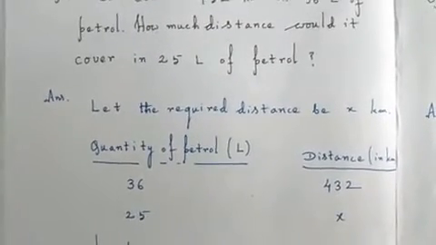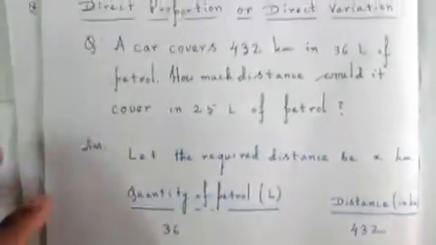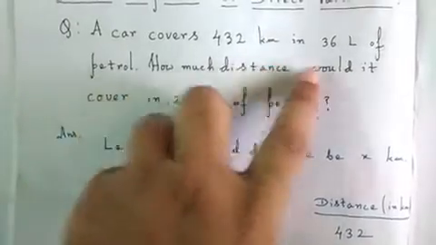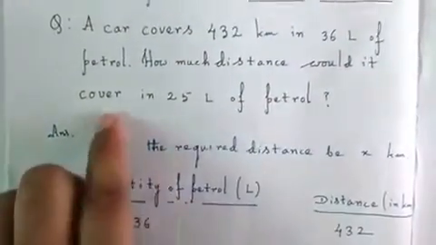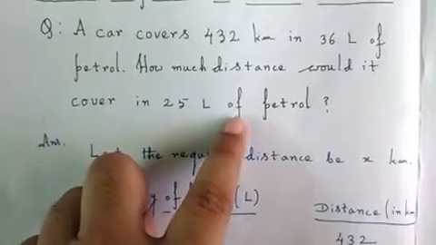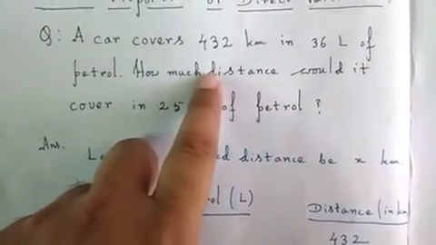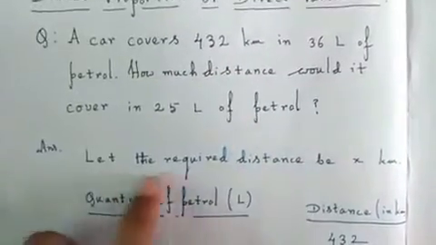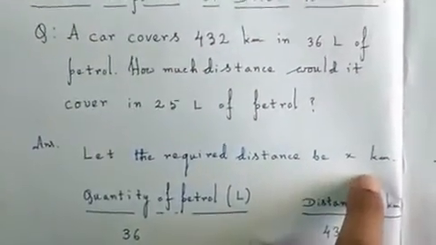So let's take one sum. We'll understand what is direct variation and what is inverse variation. A car covers 432 kilometers in 36 liters of petrol. How much distance would it cover in 25 liters of petrol? So how much distance will be covered by this much petrol? So this is unknown. Let the required distance, the unknown distance, be x kilometers.